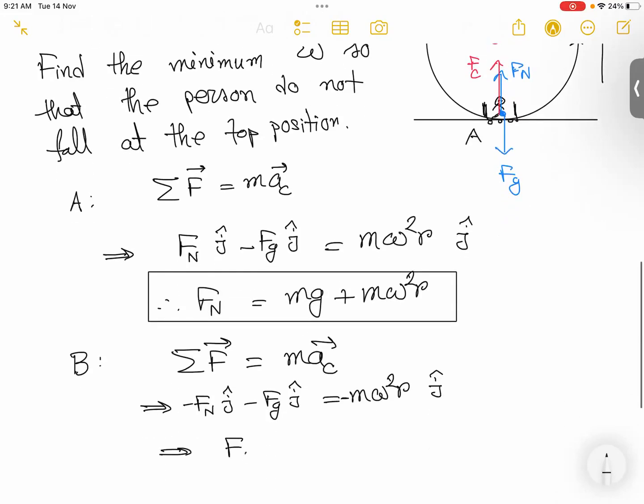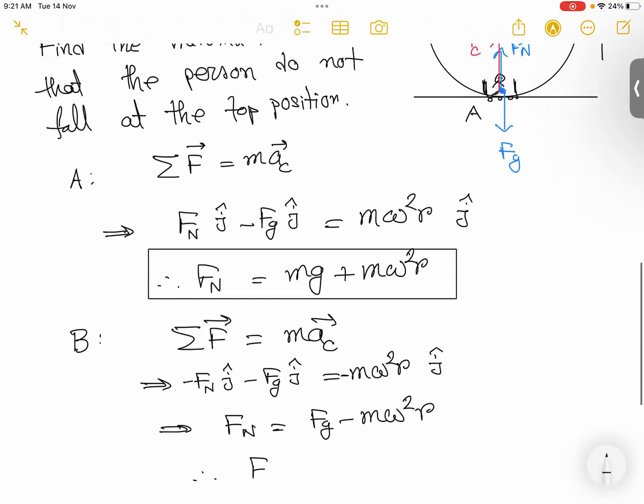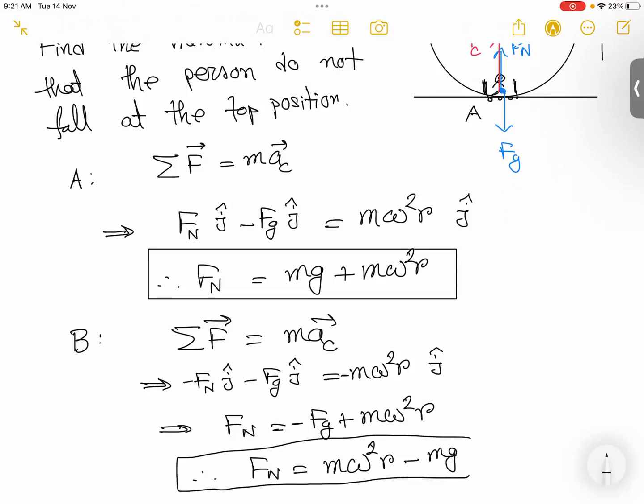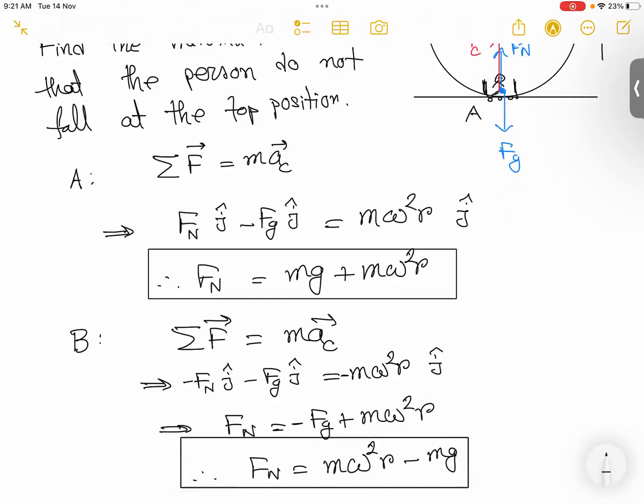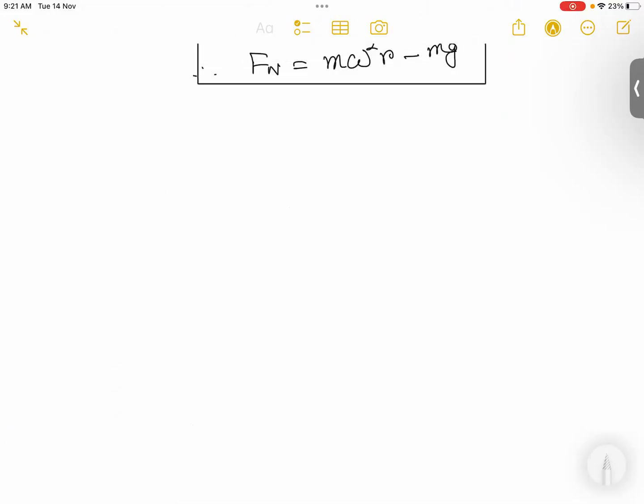Okay. So Fn will be Fg minus m omega square r. Sorry, it should be minus Fg plus m omega square r. So Fn will be m omega square r minus mg. Okay. That's the magnitude of the normal reaction force at the top position.